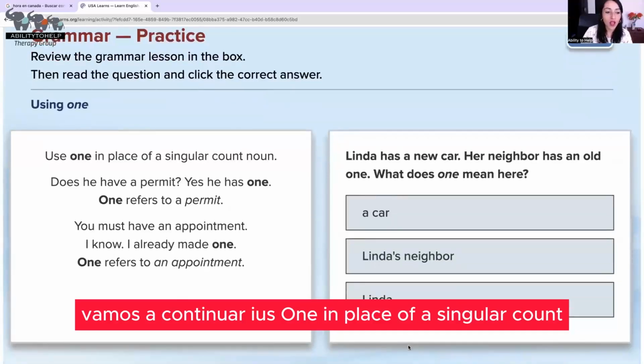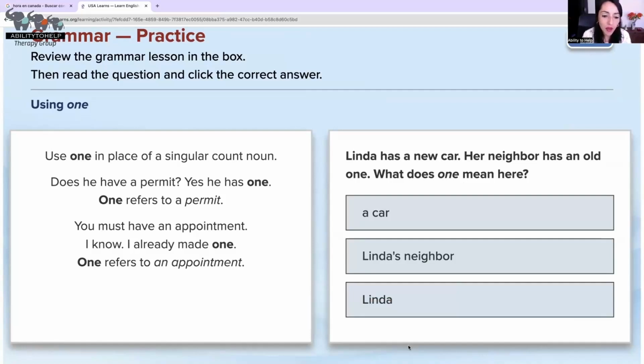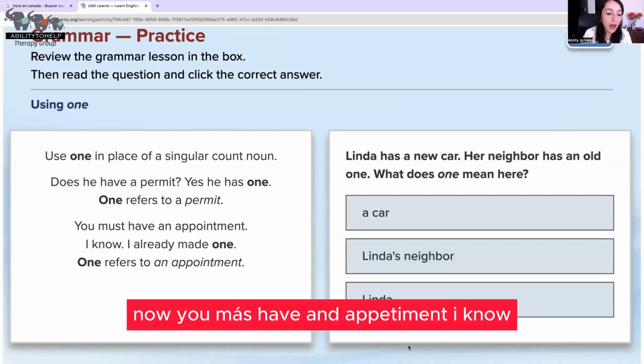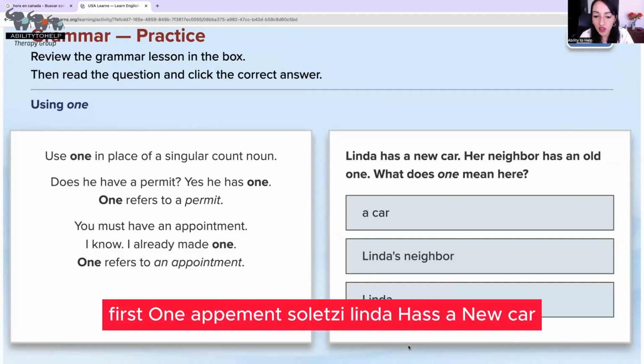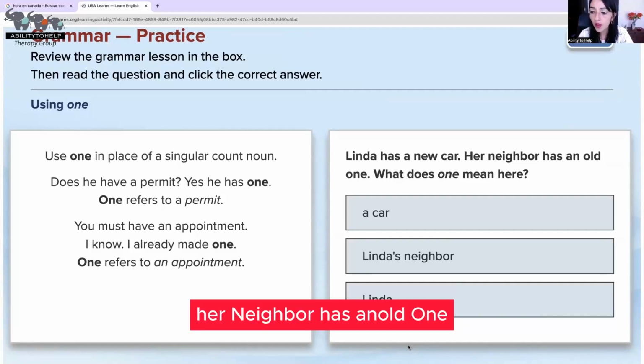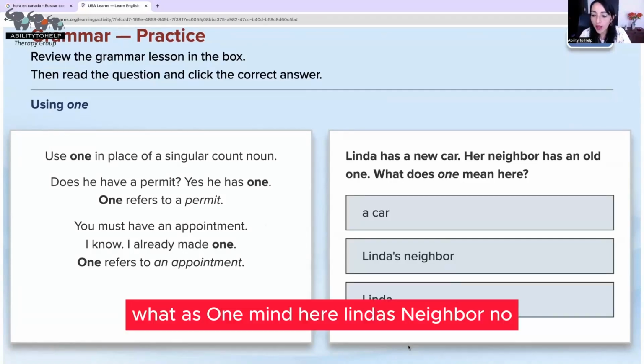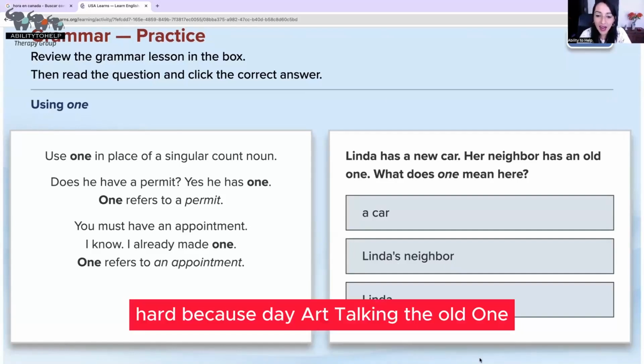Vamos a continuar. Use one in place of a singular count noun. Does he have a permit? Yes, he has one. One refers to a permit. You must have an appointment. I know. I already had one. One refers to an appointment. So let's see. Linda has a new car. Her neighbor has an old one. What does one mean here? Linda's neighbor? No. Car.